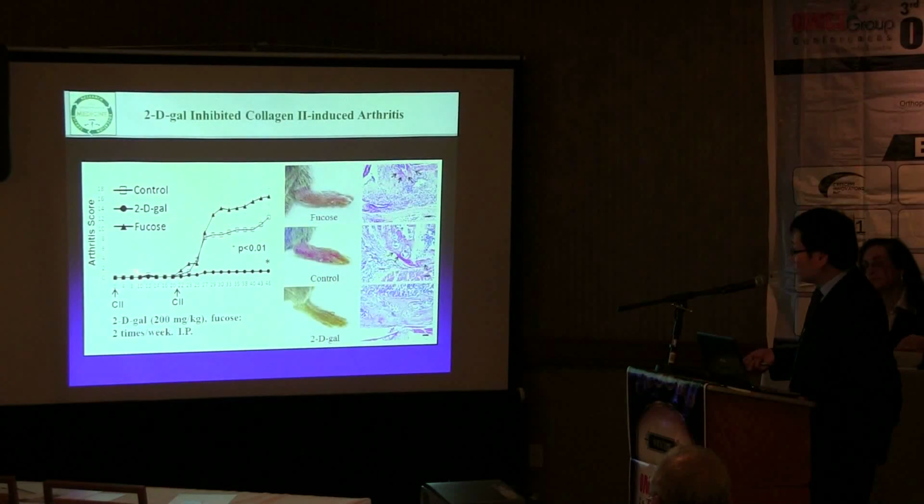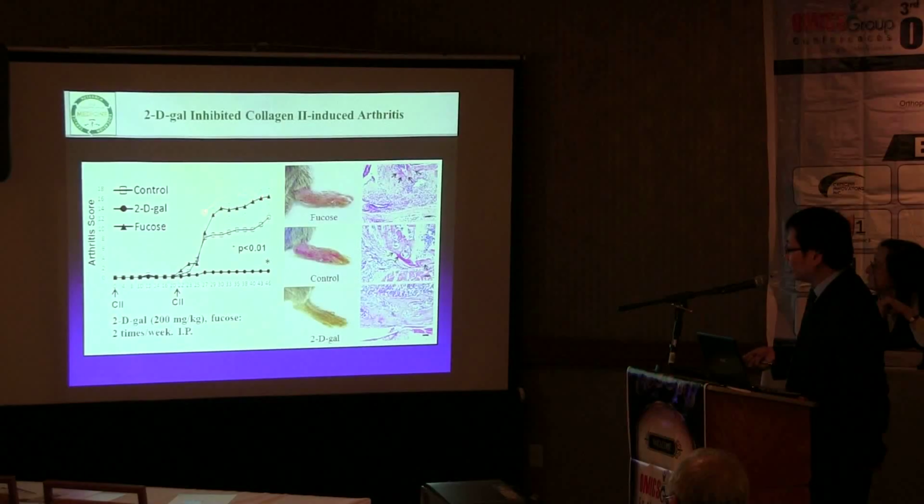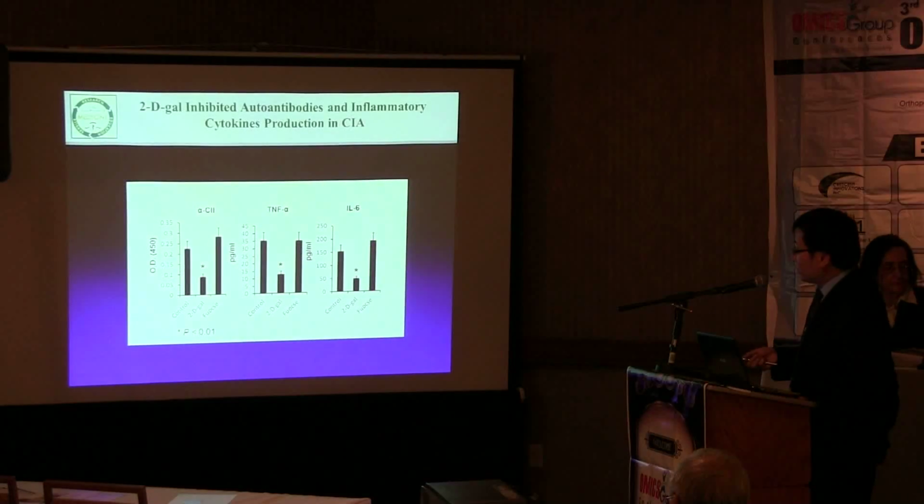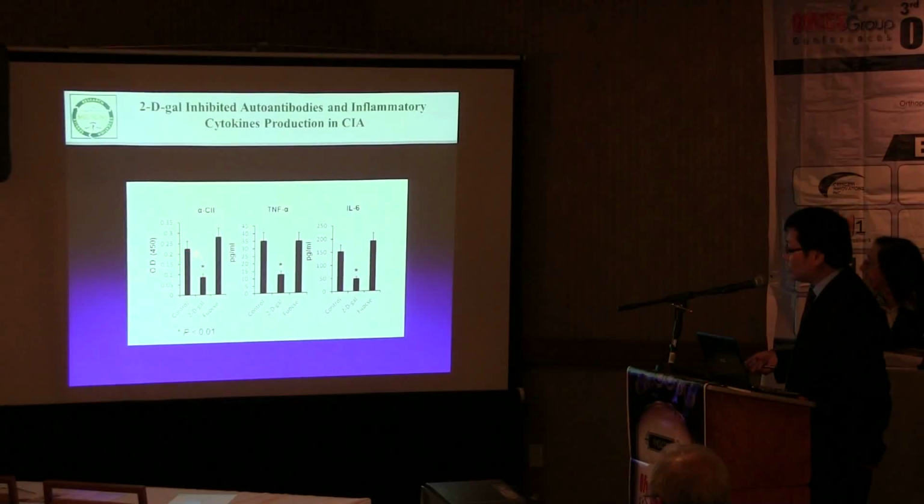By using the fucosylation inhibitor, the CIA development was almost completely blocked by this inhibitor. And on the other hand, fucose facilitates the process of inflammation, as shown here in the image of the joint, and also the histology. Fucosylation inhibitor also suppresses the production of anti-CII antibody in the serum, and also TNFα and IL-6 production in the circulation.